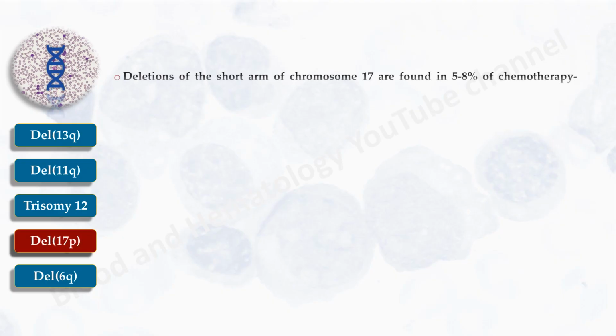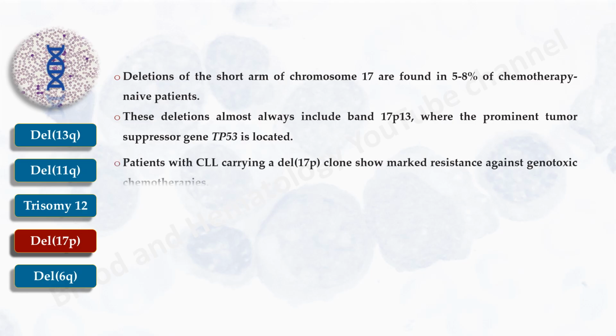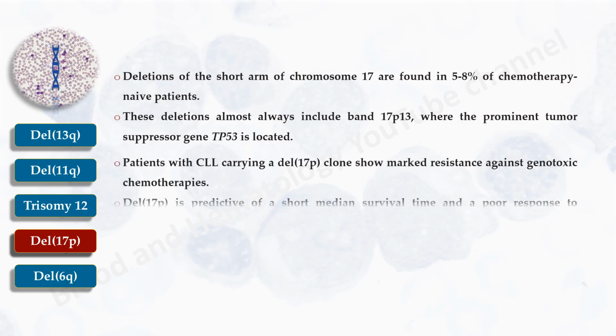Deletions of the short arm of chromosome 17 are found in 5 to 8% of chemotherapy-naive patients. These deletions almost always include band 17p13, where the prominent tumor suppressor gene TP53 is located. Patients with CLL carrying a 17p deletion clone show marked resistance against genotoxic chemotherapies. Deletion of 17p is predictive of a short median survival time and a poor response to chemotherapy.